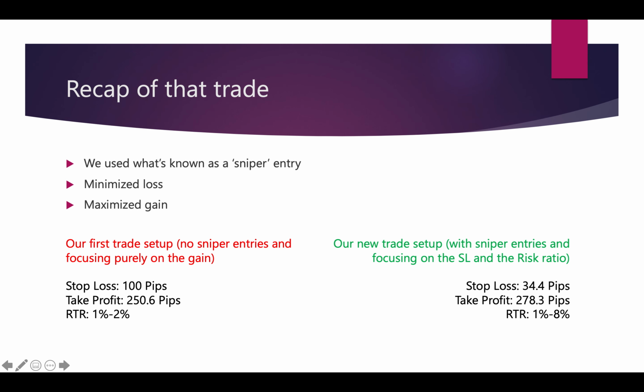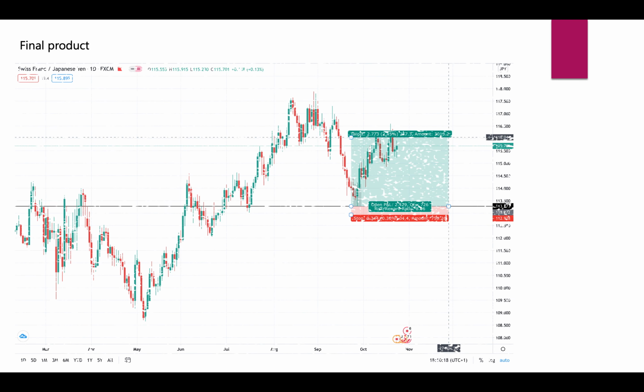But hopefully after the end of this video, you have now learned how to snipe entries and get a much better position, a much better revised stop loss, minimize that loss and maximize your gain. Look at that risk to reward, 1 to 8. It's incredible. You would have gained 8% of your account. Yeah? Incredible. Absolutely incredible. So here's our final trade.